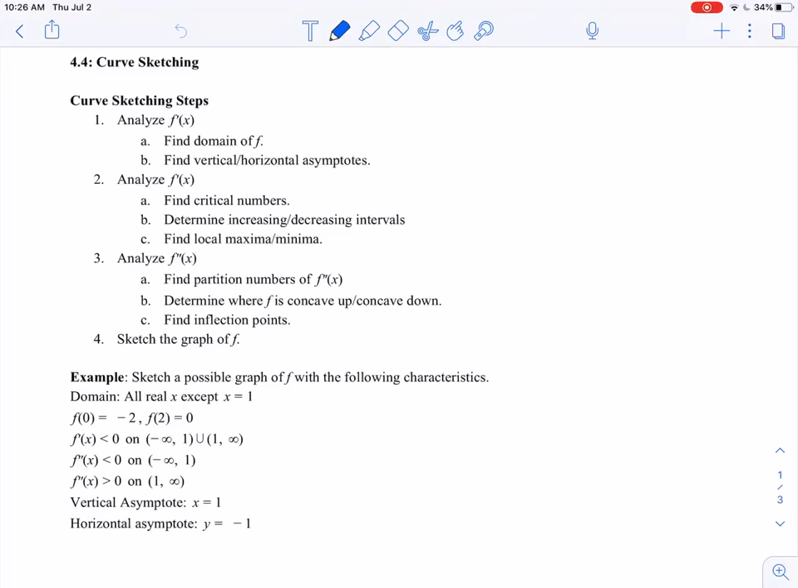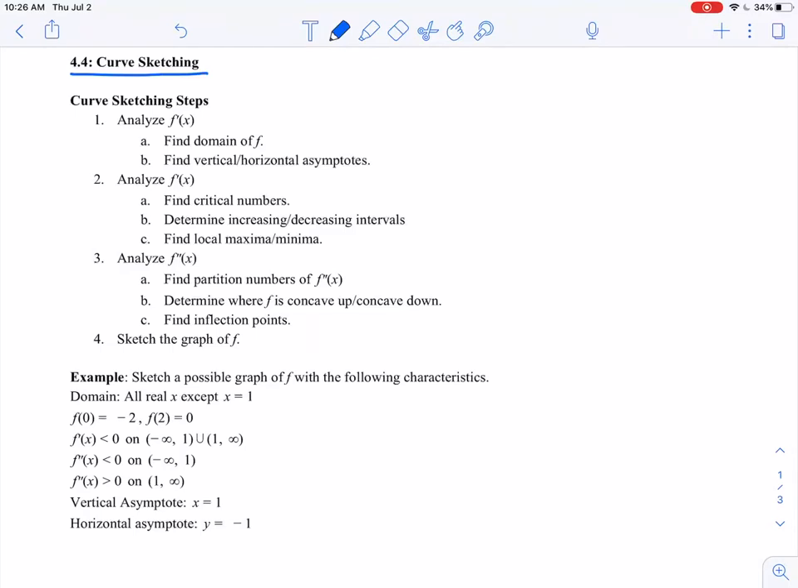At this point, we've talked about the first derivative and what it tells us. We've talked about the second derivative and what it tells us. We started to graph some functions here, and we're going to continue that process. All we're going to be doing in this section is sketching curves, and I'm hoping at this point we're starting to feel pretty comfortable with that process.